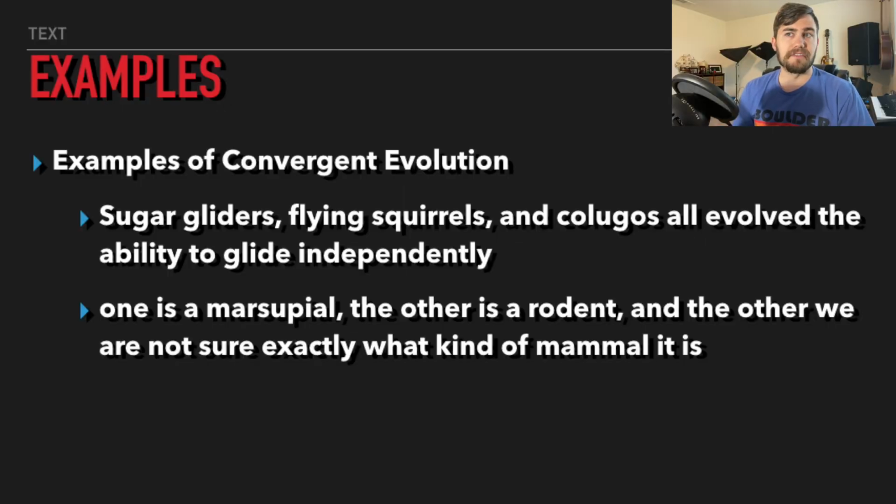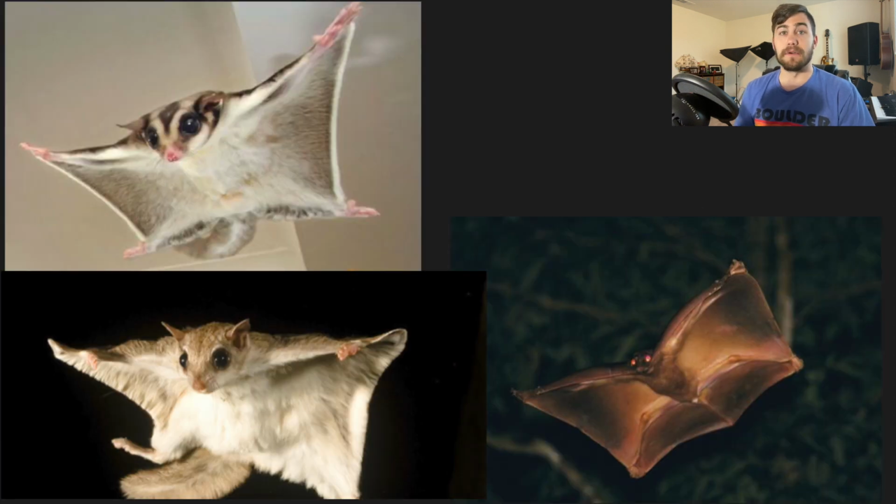We've looked at sugar gliders, flying squirrels, and colugos before too. These are gliding mammals. One of these is a marsupial, the sugar glider, which is on the top left here. So it has a pouch, closely related to kangaroos. The bottom left is a flying squirrel. It's a type of squirrel, a rodent, right? Totally different, a placental mammal. The colugo, we don't really know what kind of mammal it is. We're not sure yet what its closest relative is. We'll have to do a lot more DNA testing to figure that out. But each of them glides with a giant set of webbing between their arms and their legs.